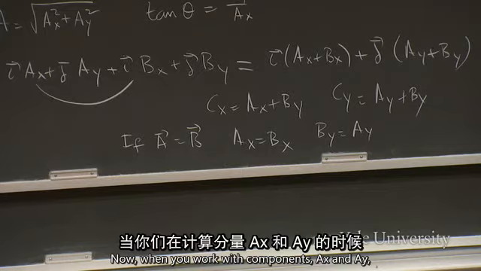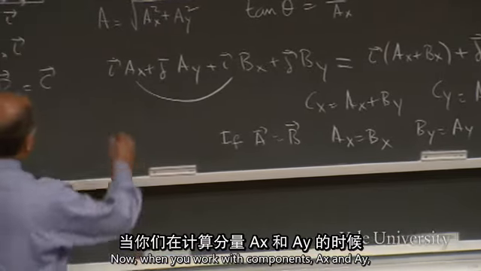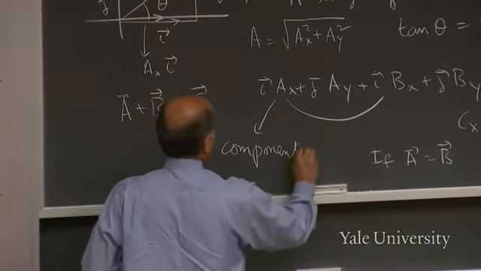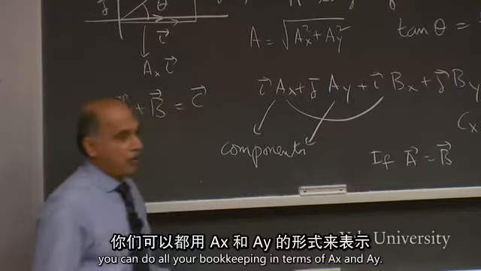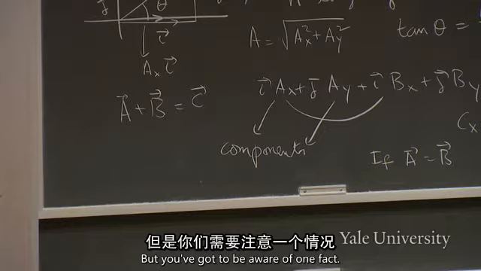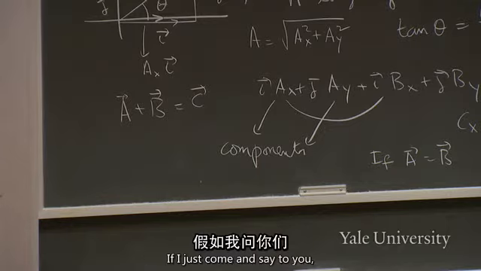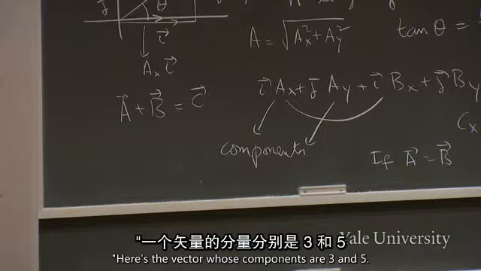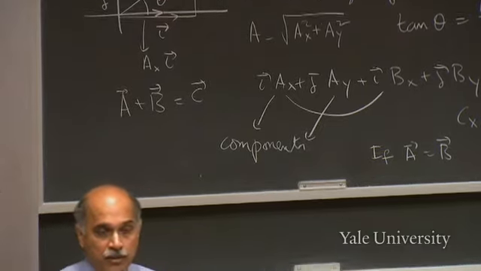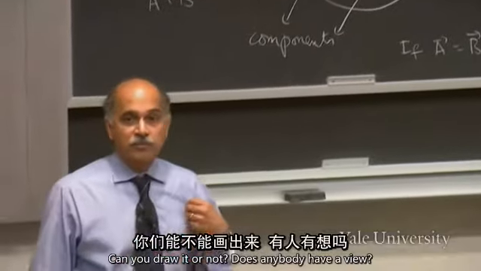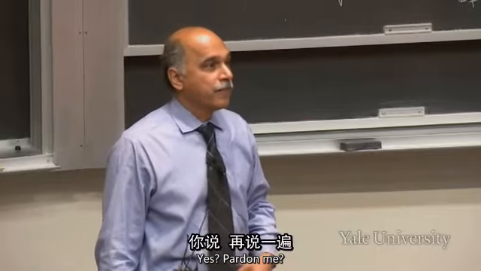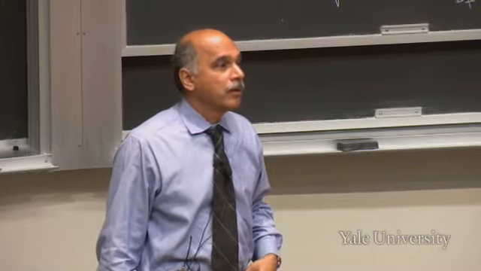Okay. Now when you work with components, Ax and Ay, if I didn't mention it, they are the components of the vector. So you can do all your bookkeeping in terms of Ax and Ay, but you've got to be aware of one fact. If I just come and say to you, here's a vector whose components are 3 and 5, can you draw the vector for me? Can you draw it or not? Does anybody have a view? Yes? No? Pardon me? You don't know the direction?